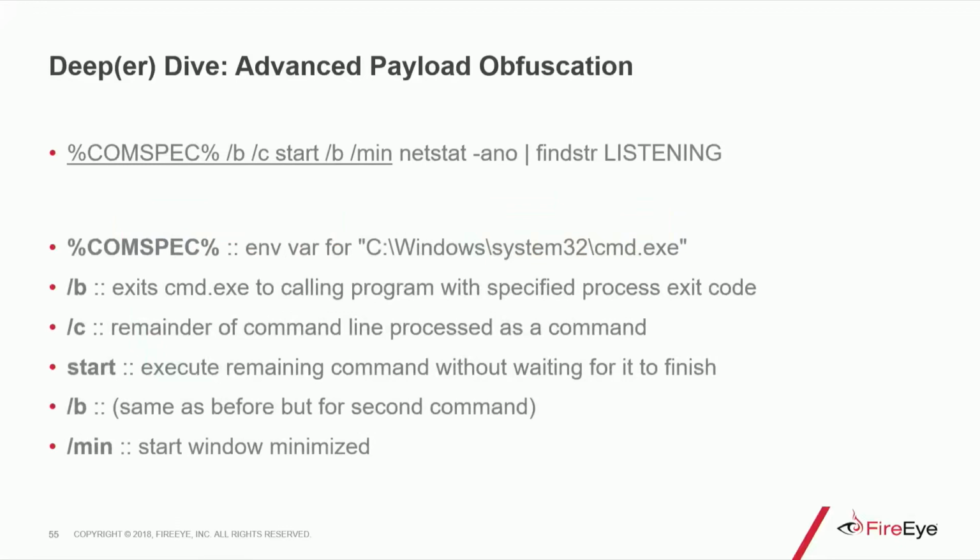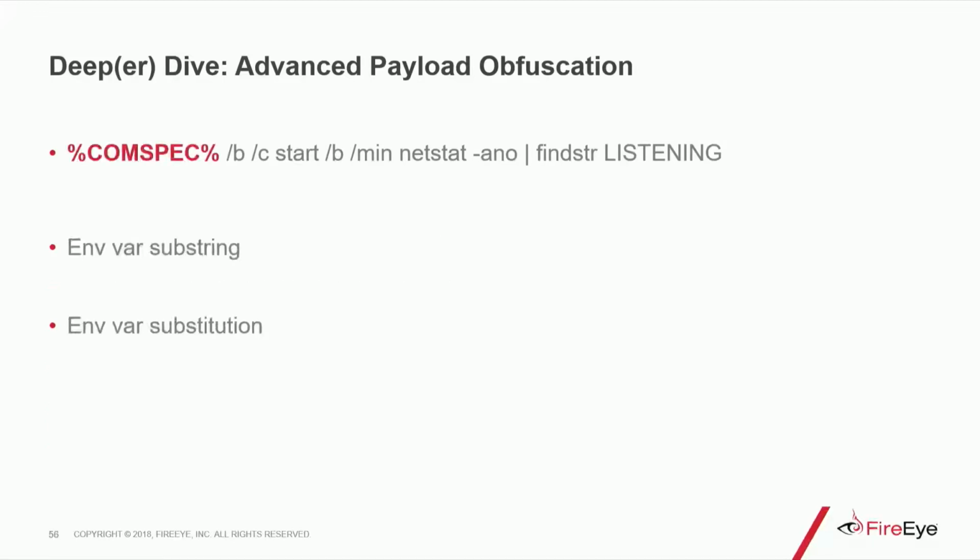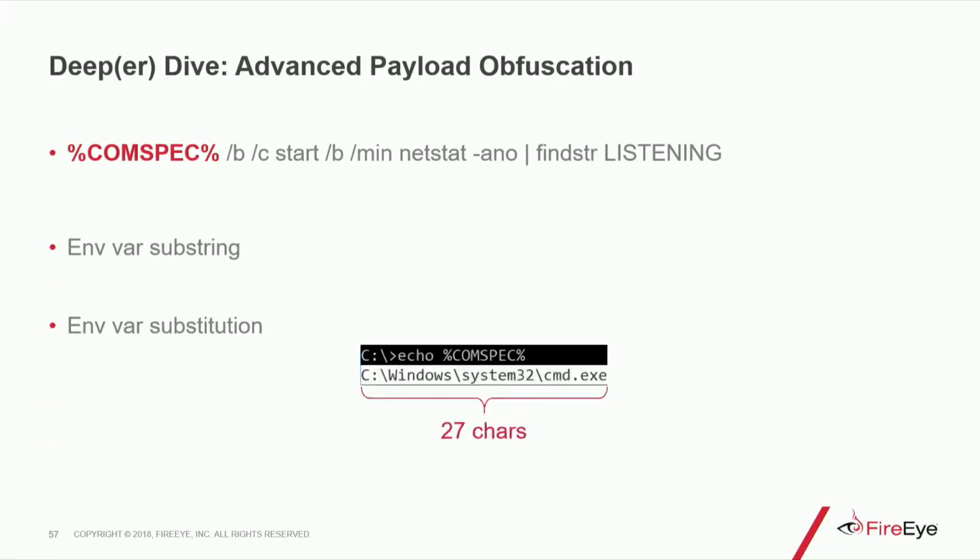Whenever you look at a command, either as an attacker or a defender, it's interesting to ask the question, are all these things necessary? Are they necessary in this order? Can I change the syntax of any of this and still get it to run how I want it to? So starting with ComSpec, there's two ways we can go about obfuscating this. One is using environment variable substring syntax.